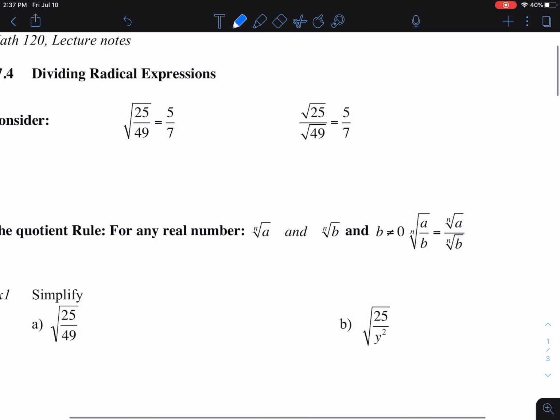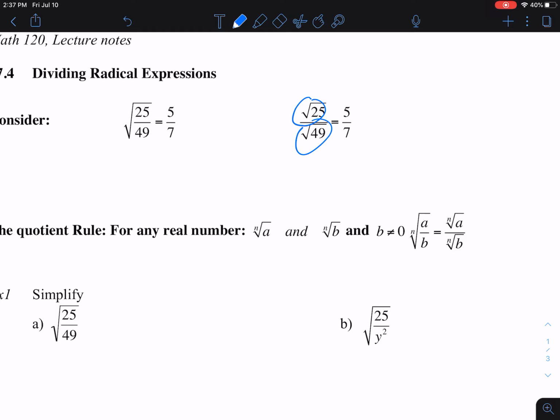So let's look at these two results here. We have the square root of 25 over 49. Inside the radical, we have a quotient. And over here, we have the quotient of two radicals. So it seems like we separate the radicals into radicals over radicals. So both methods there give us the same answer.